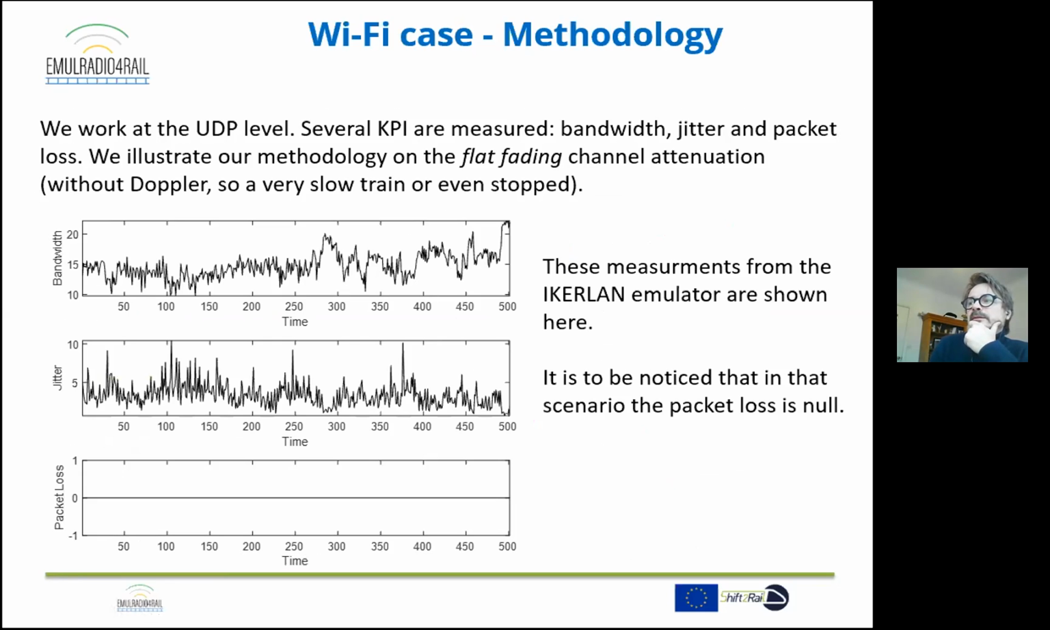Again, I will illustrate the methodology on one measurement from Ikerlan this time. From Raul, I think it was the first easy case, which is flat fading. Not sure it's the easiest from a statistical point of view. So without Doppler, for instance, a train which is stopped, that's the easiest one. And you have, as you see, the bandwidth, the jitter, and the packet loss. As Ran mentioned before, the packet loss is 0. So there's no need to model this one, and I will model the two others.